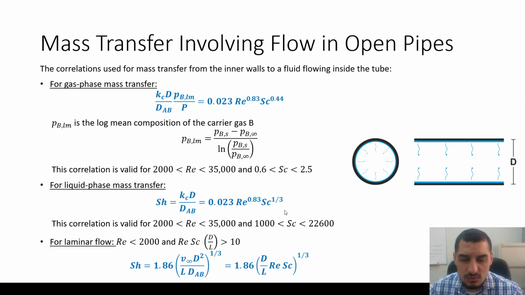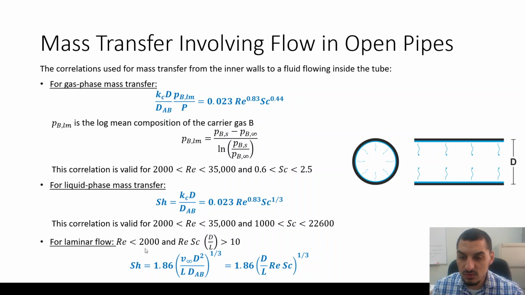For the liquid phase, it's almost the same correlation with the difference here that we don't have this P over P. So this is Sherwood number is this, and the power is different for Schmidt number. It's valid for the same values of Reynolds number, but for different values of Schmidt number. And this makes a lot of sense because Schmidt number consists of physical properties. So these physical properties for the liquid phases are going to be different from those for the gas phase. The diffusion coefficient for the liquid phase is smaller than the gas phase, and the density, viscosity are different as well. So that's why the range is different here.